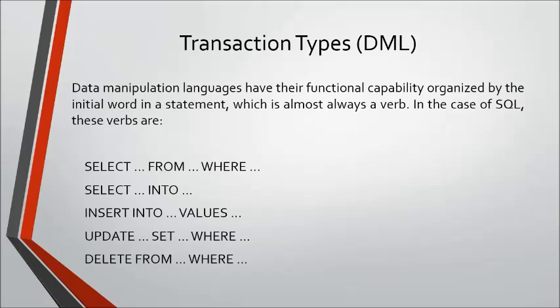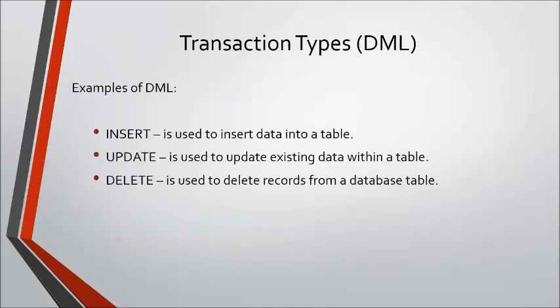Data manipulation languages have their functional capability organized by the initial word in a statement, which is almost always a verb. In the case of SQL, these verbs are select from where, select into, insert into values, update set where, delete from where. So these are some of the examples of data manipulation languages. So we have insert, which is used to insert data in a table. Next, we have update. It's used to update or modify existing data within a table. And we have delete, which is used to delete records from a database table.